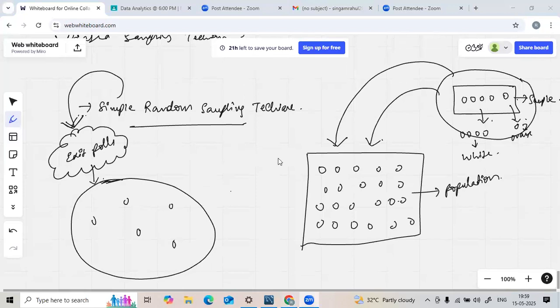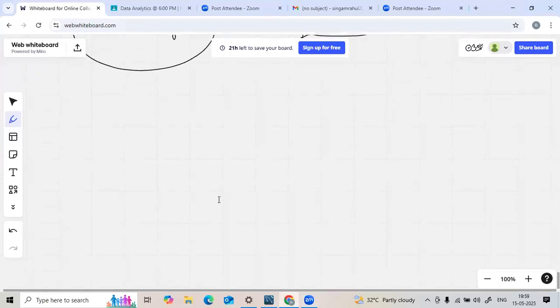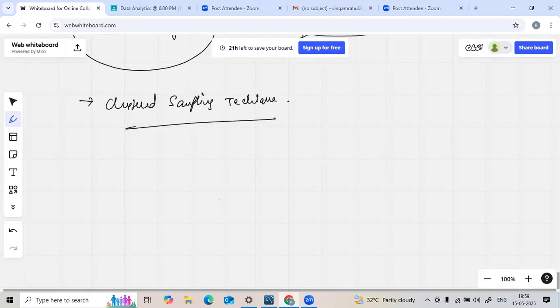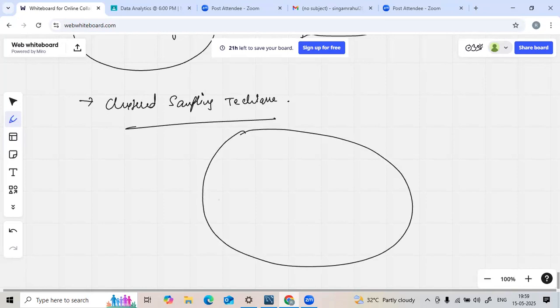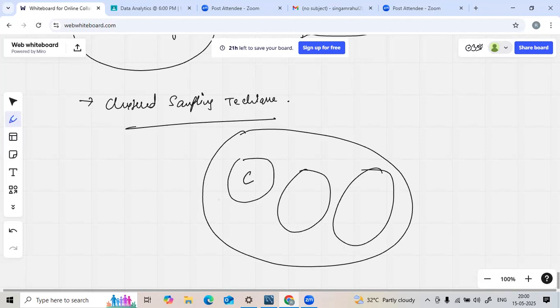Okay. Now, there is one more type of sampling technique called clustered sampling technique. Clustered sampling technique itself is nothing but, again, you have your entire population and you are just going to create multiple clusters inside that population. Cluster 1, cluster 2, cluster 3. Based on your requirement, you can cluster the data.